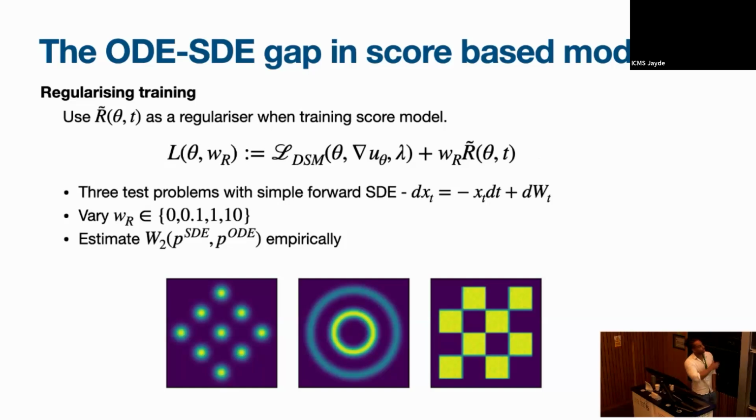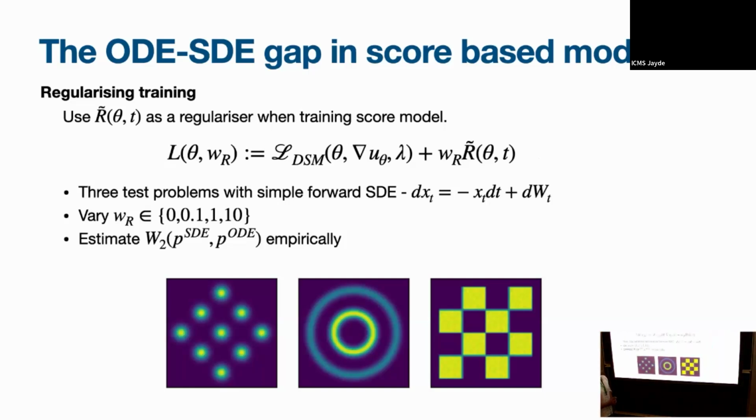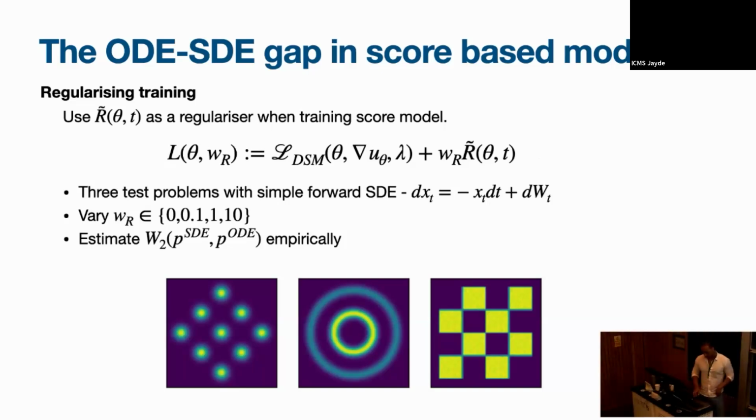So the second thing we wanted to do is use it as a regularizer in training. To do this, it's pretty straightforward. In my case, I use the denoiser score matching loss that I showed earlier, and I added on some weight times this Fokker-Planck residual and tested on these three test functions with different weightings, and then measured the Wasserstein distance between the generated samples empirically.